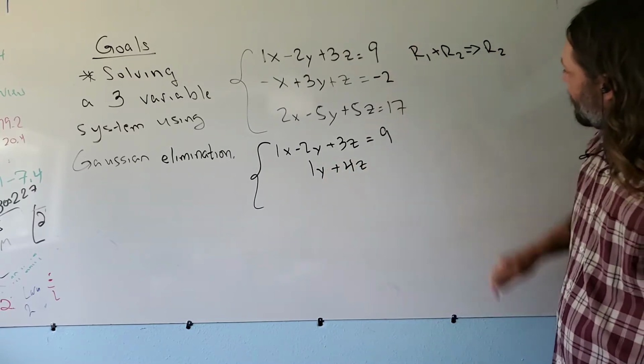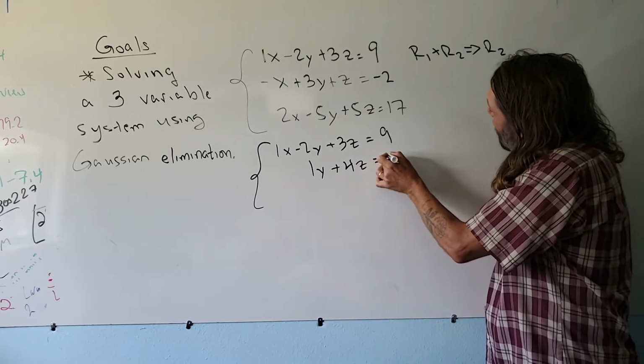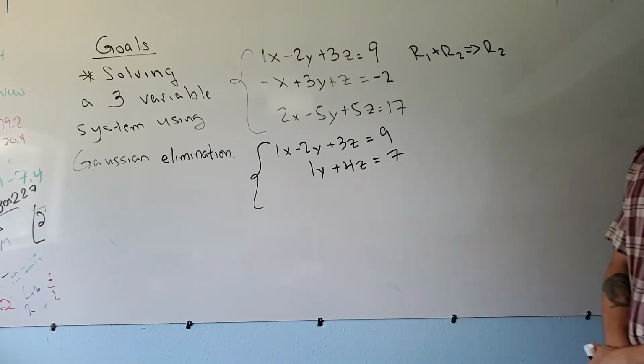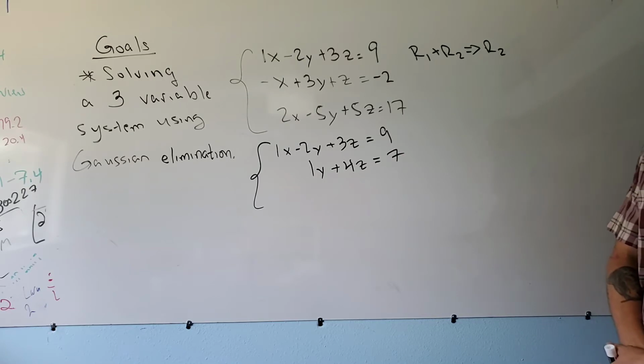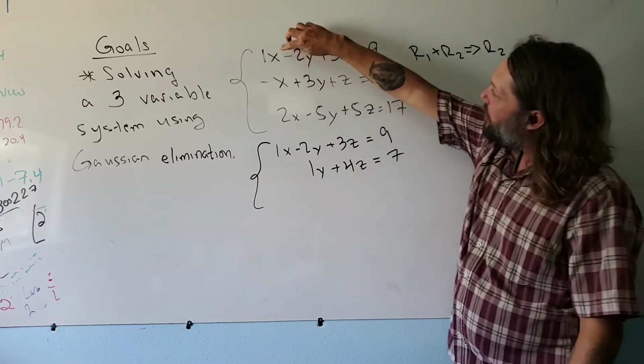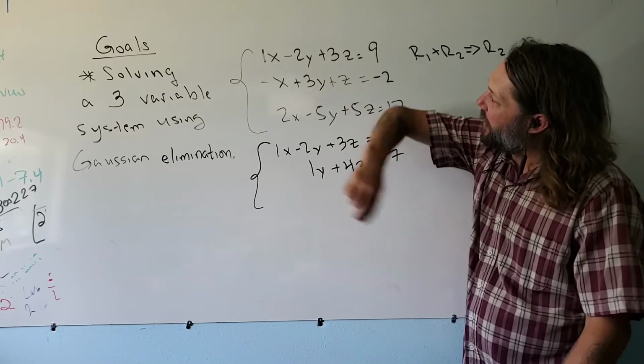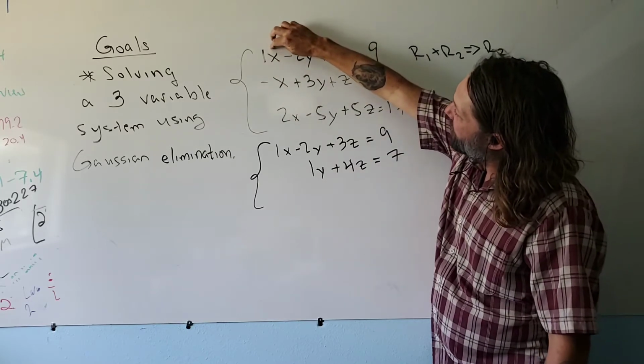And 9 minus 2, that's going to give me a 7. Alright, so now I have my new row 2. Now I'm going to use my row 1 to get rid of that x in my row 3. I need this to turn into a negative 2, right?